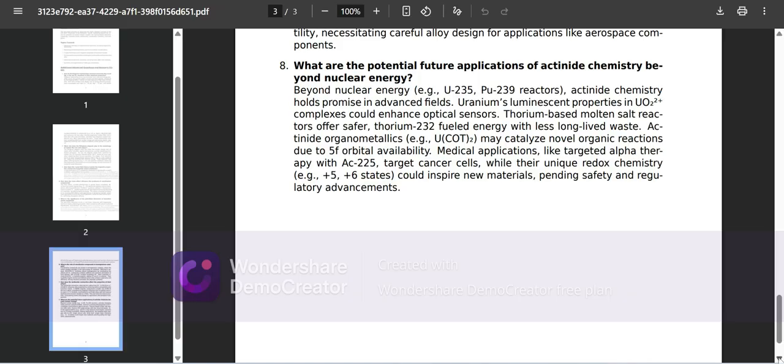Actinide organometallics may catalyze novel organic reactions due to 5f orbital availability. Medical applications like targeted alpha therapy with Ac-225 target cancer cells, while their unique redox chemistry, for example plus 5 and plus 6 states, could inspire new materials, pending safety and regulatory advancement.